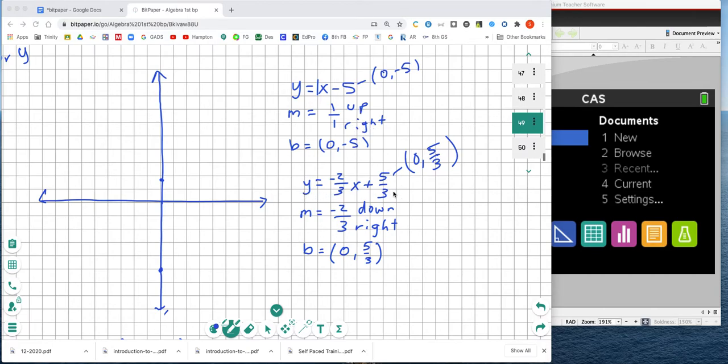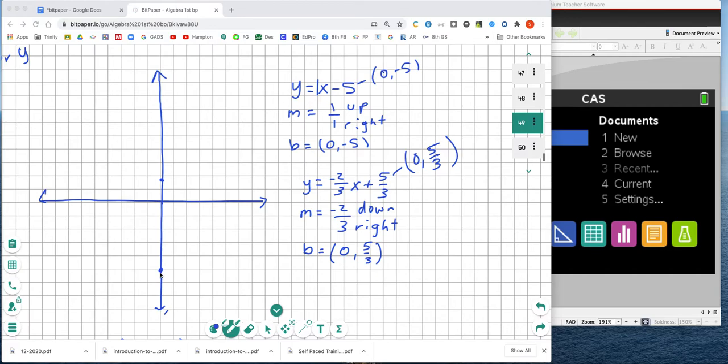On our second equation, we're going to find our starting point, or our y-intercept, our b. That's going to be (0, 5/3), which is almost 2, not quite. We're going to write down our slope: we're going to be going down 2, to the right 3. And our starting point, b, is (0, 5/3). So we're going to go over to our graph, and we're going to go just about 2, not quite 2. That's going to be our starting point for our second equation. And our starting point for our first equation is going to be (0, -5).